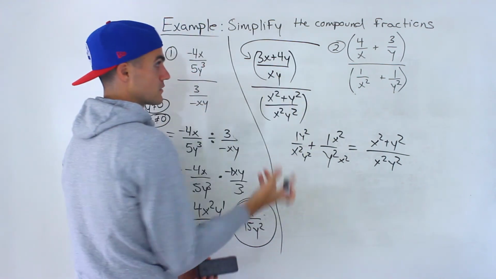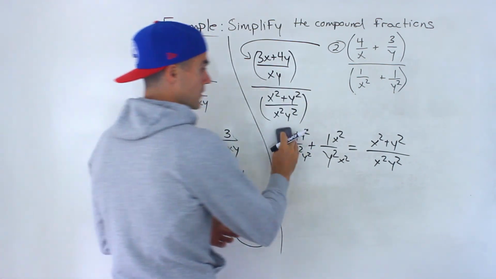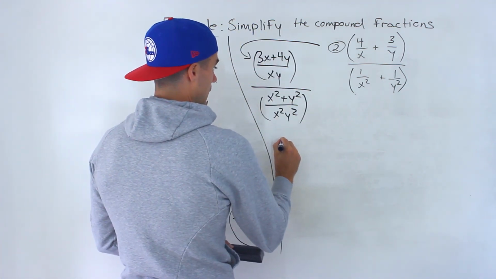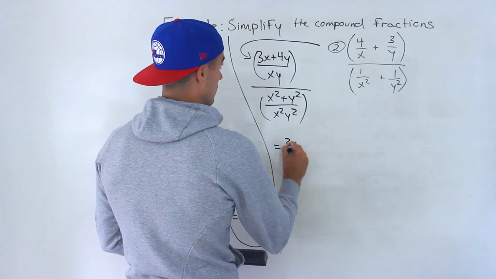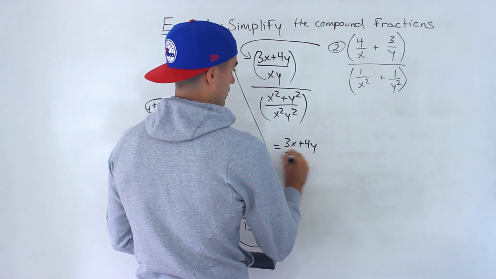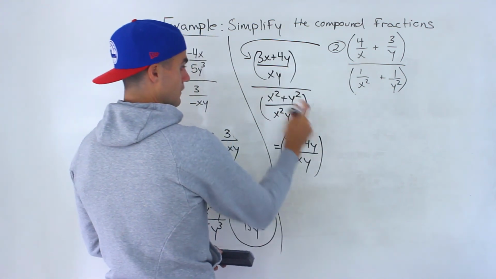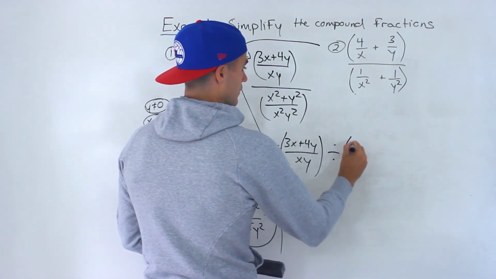So notice now we have single fractions like we wanted, like I mentioned before. And then I'm going to take this and further convert it to this fraction divided by this fraction.